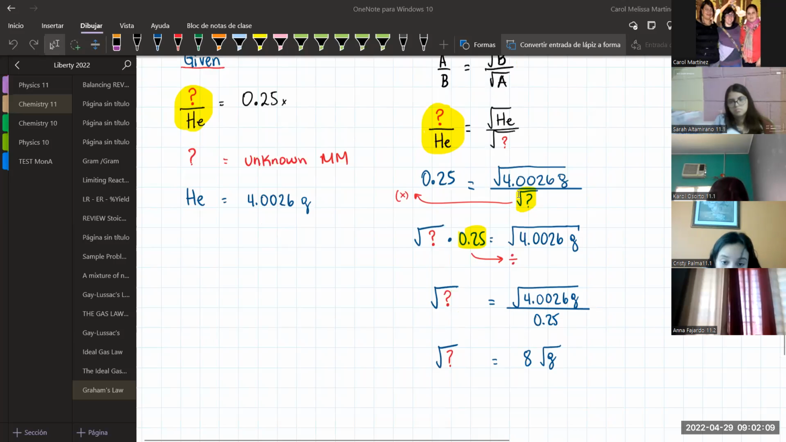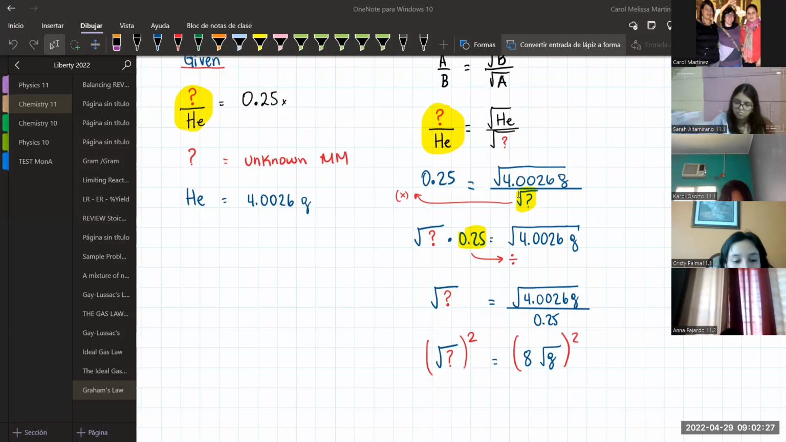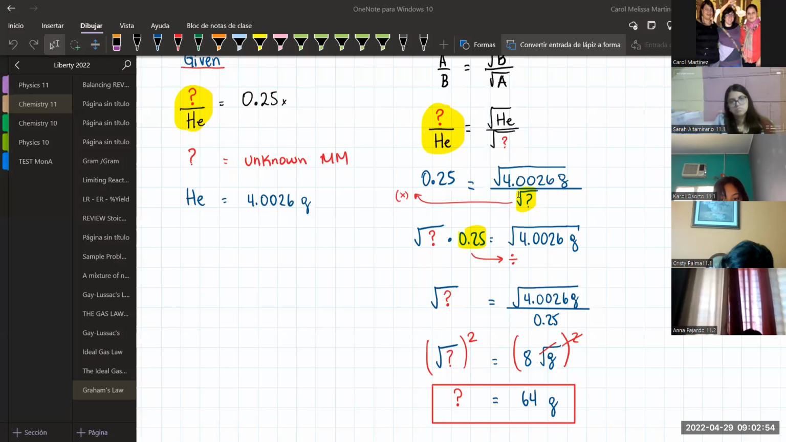Now, to get rid of the square root, because the unknown is under a square root, you need to apply the power of 2 on both sides of the equation. So your unknown molecular mass is going to be equal to 8 to the second power, or 64. And the square root of g with the 2 is going to cancel, so in other words, it's going to give you grams. The molar mass of my unknown gas is 64 grams. Does it make sense that it moves 0.25 as fast as helium? Yes, it makes sense. So the molecular mass is going to be 64 grams.